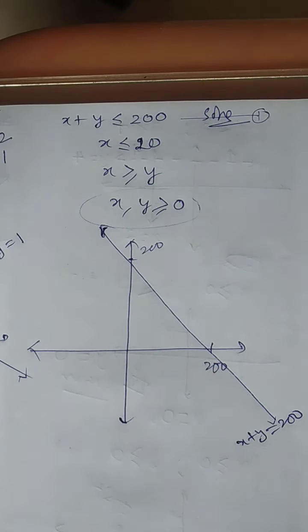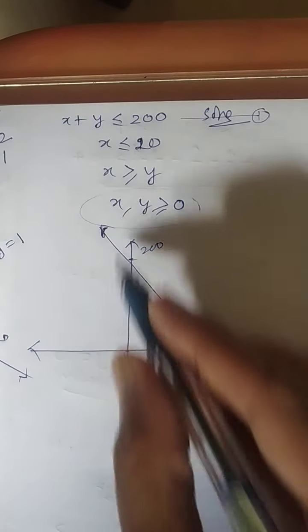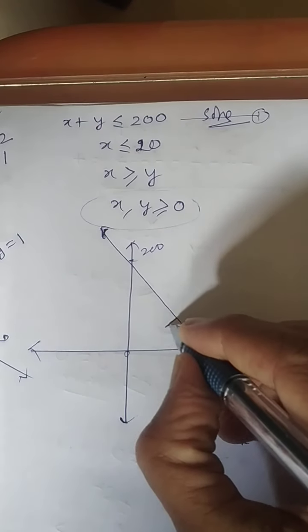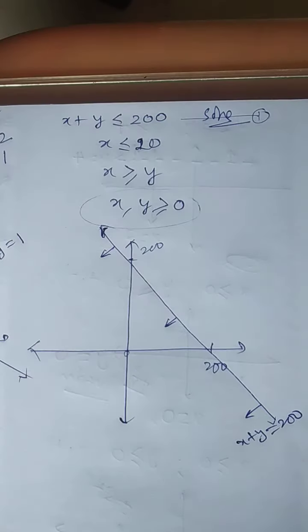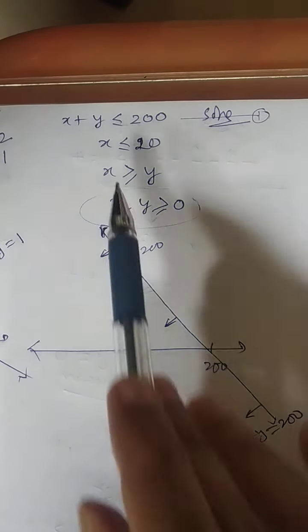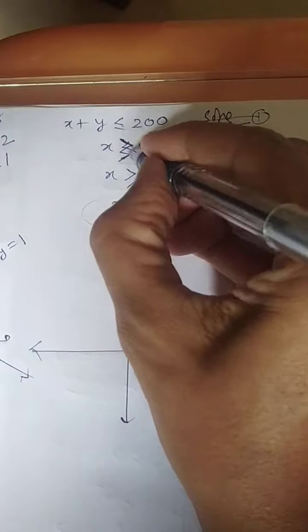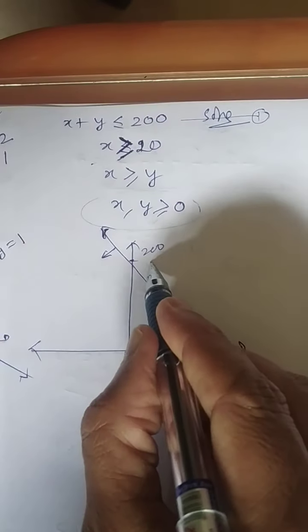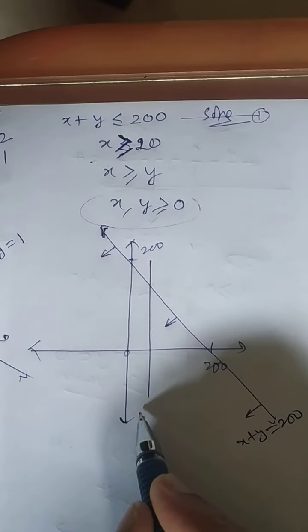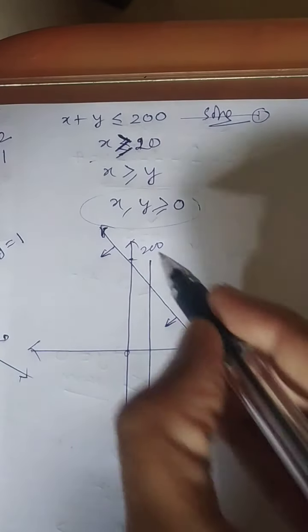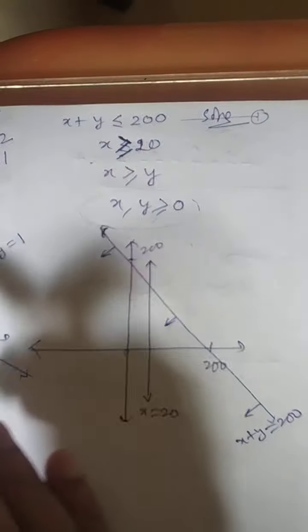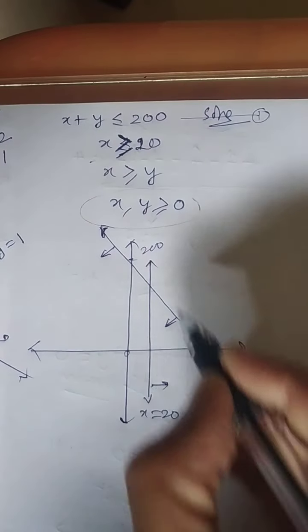Now, what is the next step? Deciding the side. Select 0. 0 put here. 0 is less than 200. So downside, just put the arrow, leave that arrow, will be considering afterward. Now, this is something like, just change. X is greater than or equal to 20. X will be equal to 20 is a straight line. X is greater than, in earlier it was less than, so shading will be coming on the left hand side. If it is greater than, it will be coming on the right side.